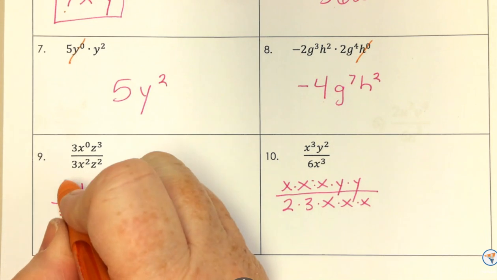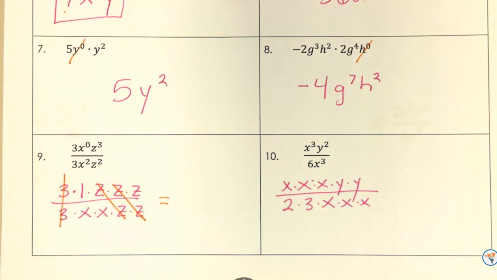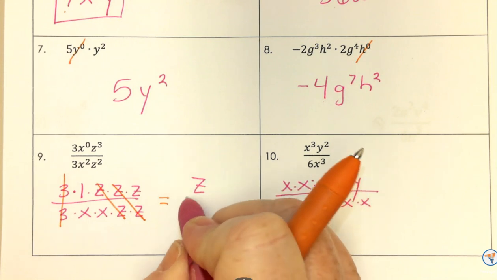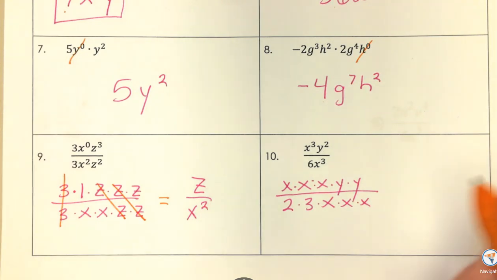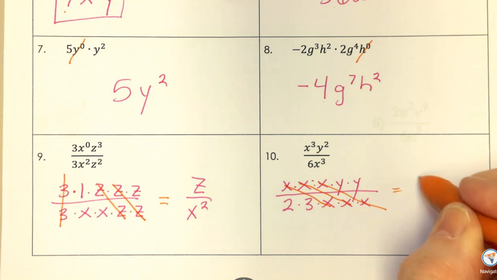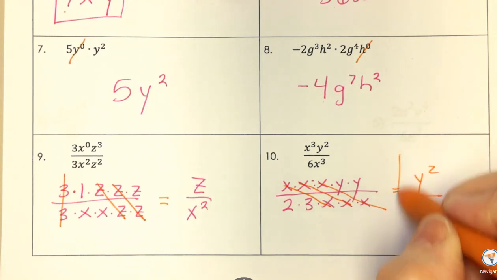Okay, down here, 3's cancel, Z's cancel. I am left with a Z on the top and X squared on the bottom. We're going to cancel our X's. They're a long way away, but I'm left with Y squared over 6.